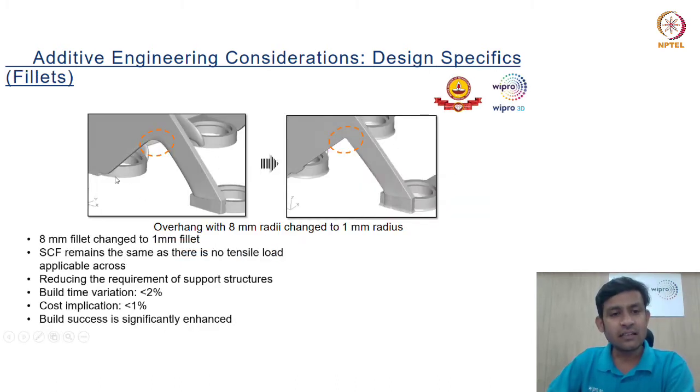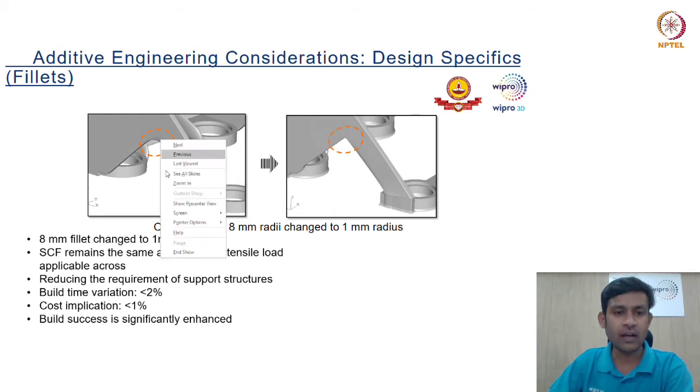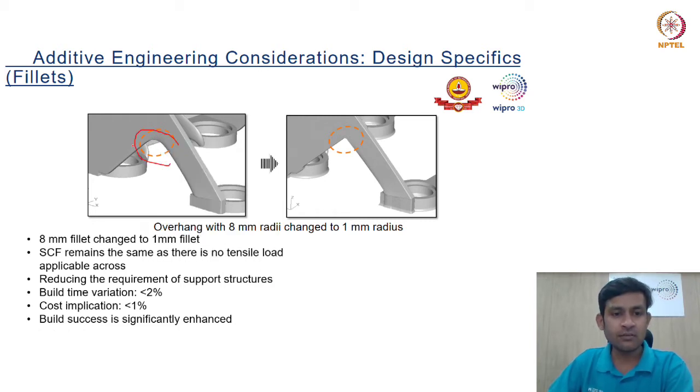Another such feature in this same component was the fillet. If I am using an 8 mm fillet, then I need to add certain support structures in order to support the overhang which is being made here, this particular area. So what I need to do, I need to change my fillet from 8 mm to 2 mm so that I do not require the support at all. So fillet is one of the considerations that you need to pay a lot of attention to. So this area now will be built without any support structures.